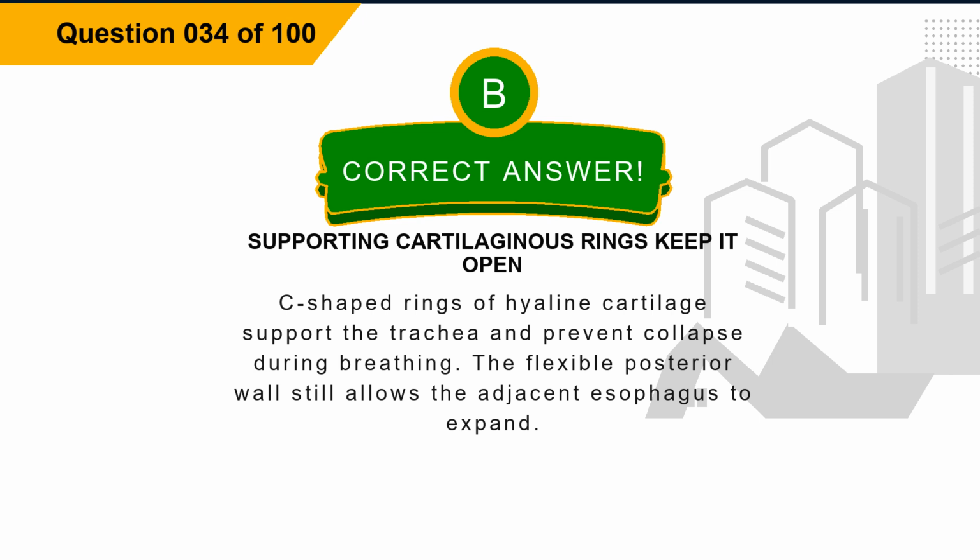Explanation: C-shaped rings of hyaline cartilage support the trachea and prevent collapse during breathing. The flexible posterior wall still allows the adjacent esophagus to expand.